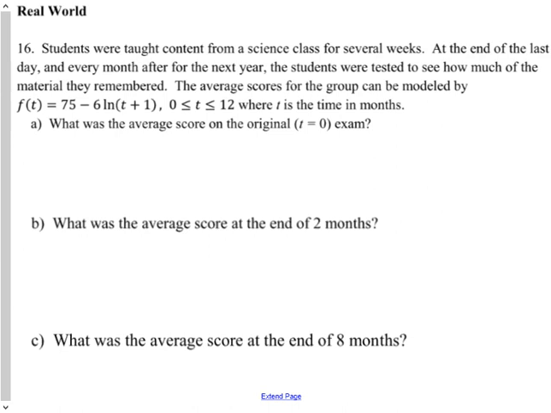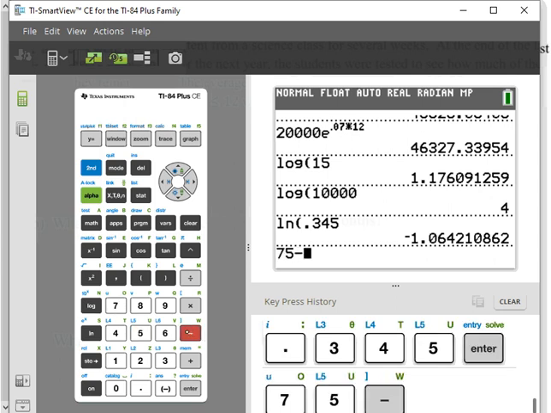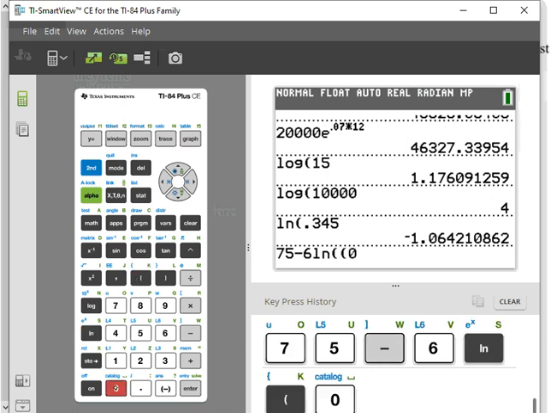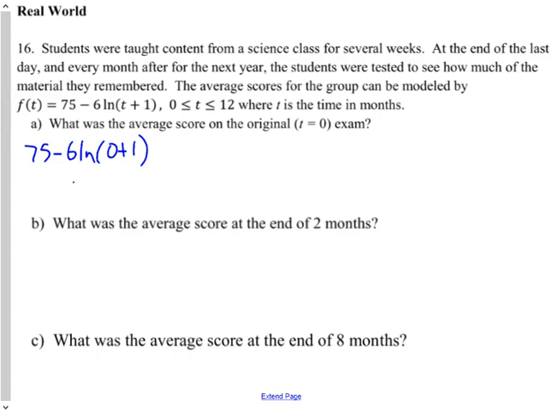Right, you're just plugging in 0. And again, you can do this on a calculator. So 75 minus 6 ln of 0 plus 1, or just 1. Add an extra bracket, you need it, you get 75%. So 75 was the average score at the start.